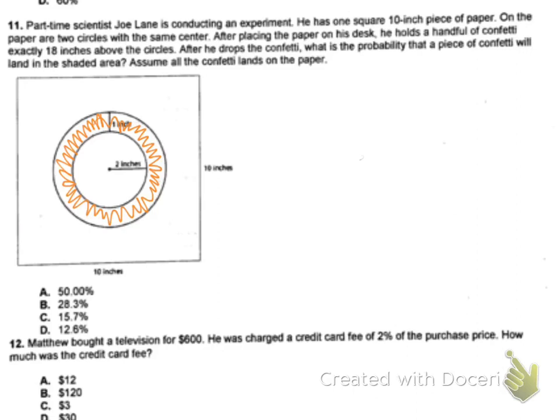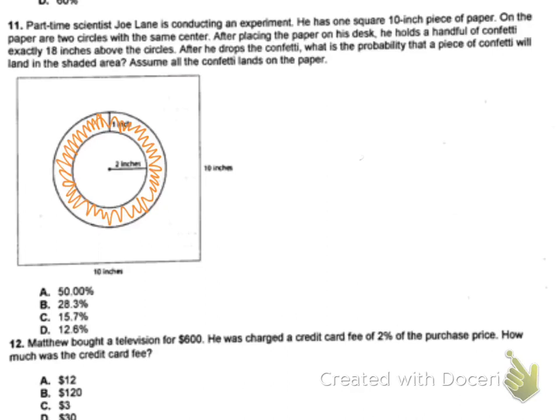Okay. Part-time scientist Joe Lane is conducting an experiment. He has one square 10-inch piece of paper. On the paper are 2 circles with the same center. After placing the paper on his desk, he holds a handful of confetti exactly 18 inches above the circles. After he drops the confetti, what is the probability that a piece of confetti will land in the shaded area? Assume that all the confetti lands on the paper.